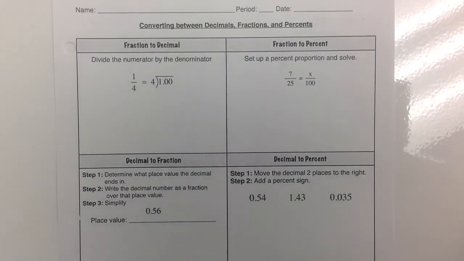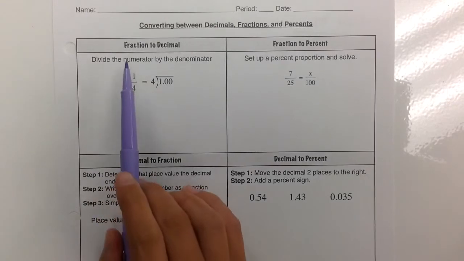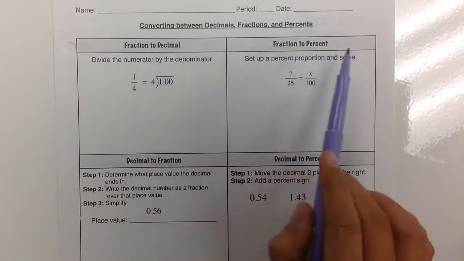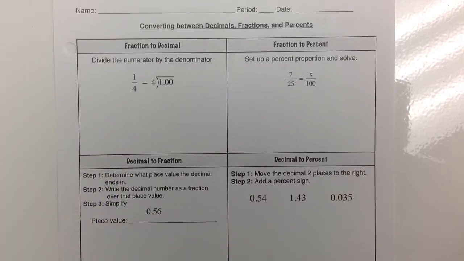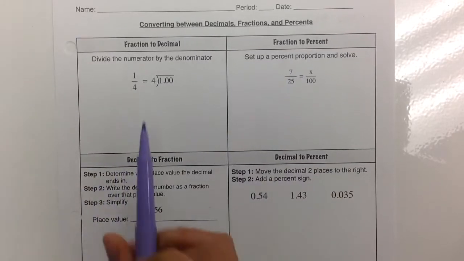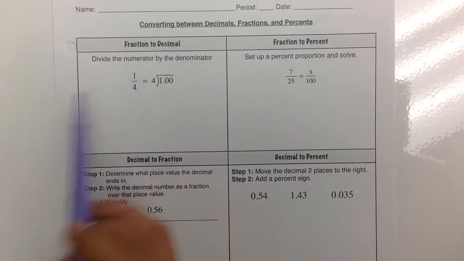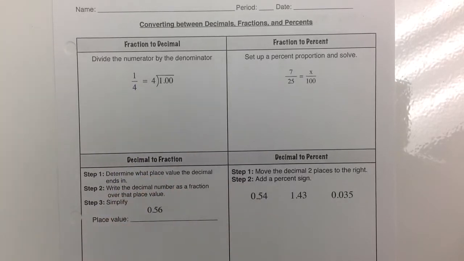We're going to talk about converting between decimals, fractions, and percents. So first we're going to look at if we have a fraction, how we'd convert it to a decimal or a percent. So converting to a decimal, well, if we think about fractions, this fraction bar really means division.